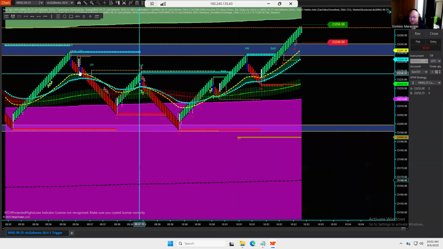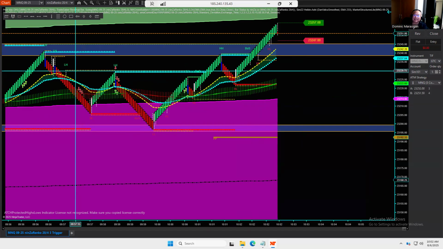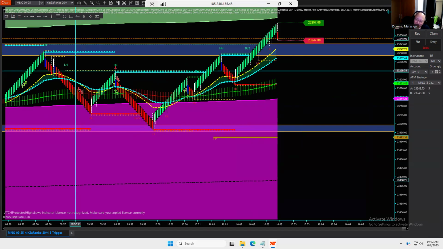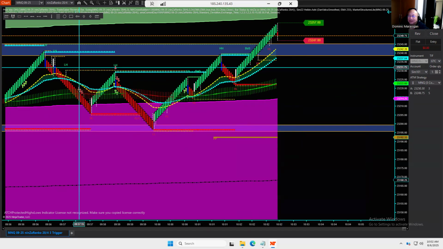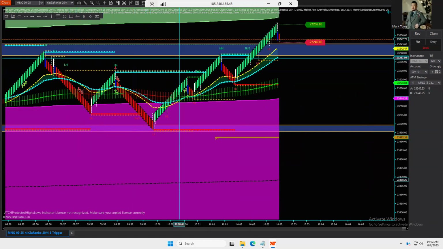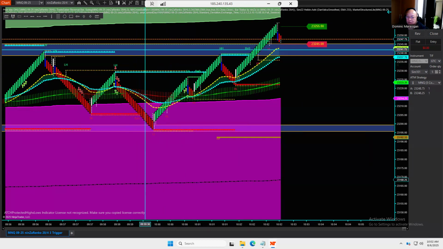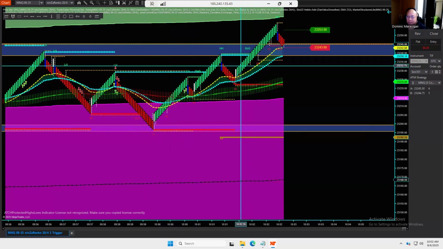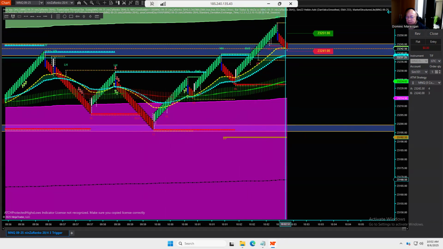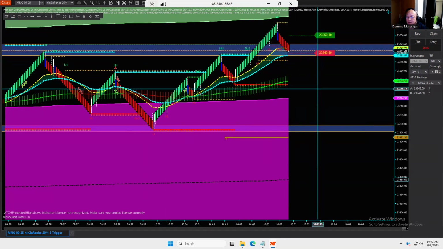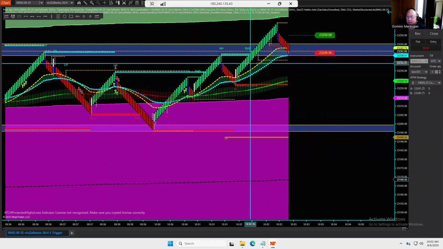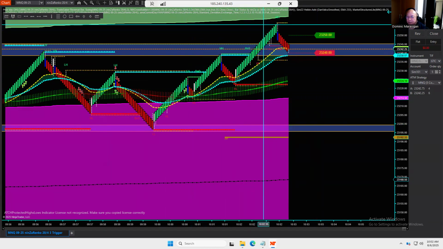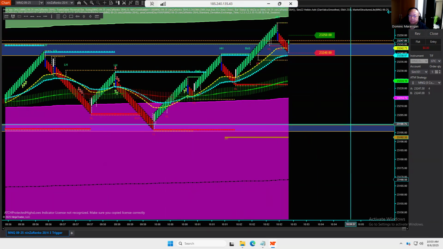Oh, there, they broke it finally. See that? It's like chipping away at a thing. All of a sudden, it got weak. So this is your resistance that was strong at one point, and now it broke. So now what happens is it's going to become support. Once you break that resistance, it now becomes support, where they're going to come back, pull back, and then continue going back up. There it is.